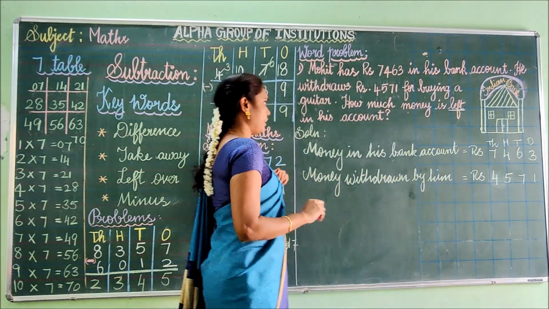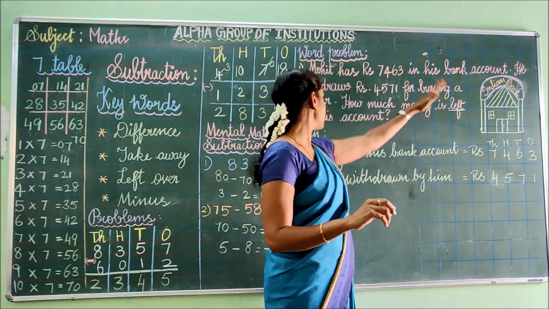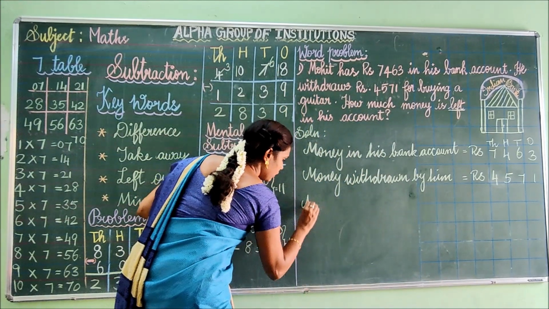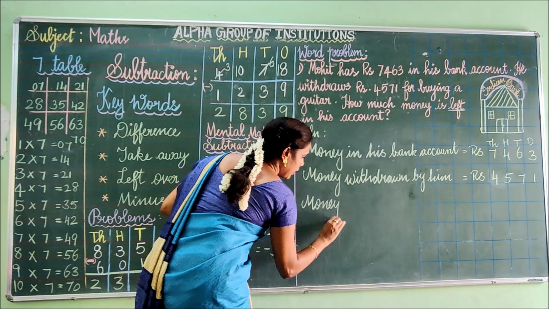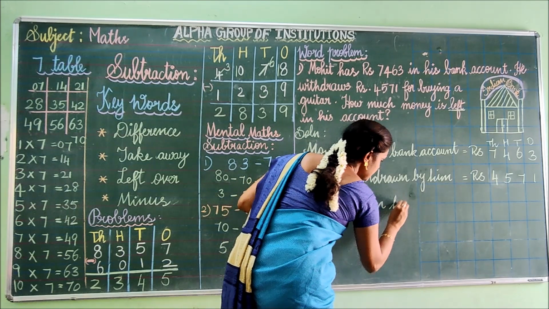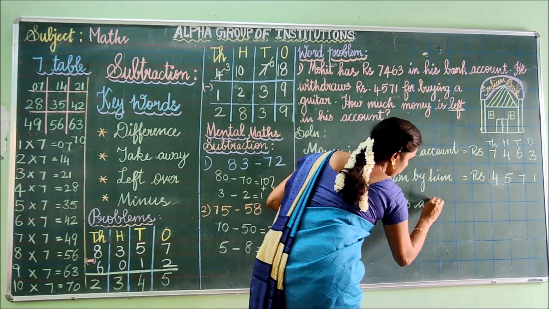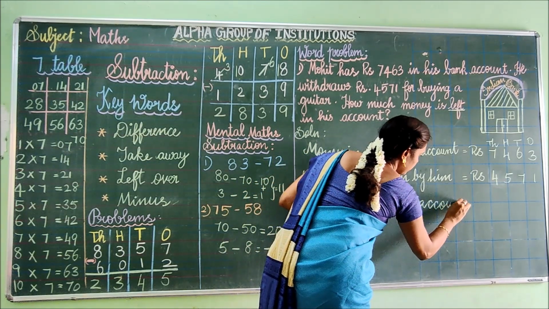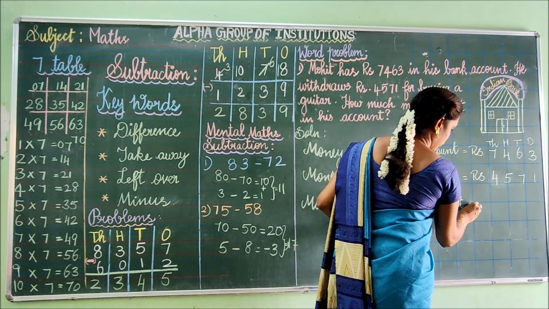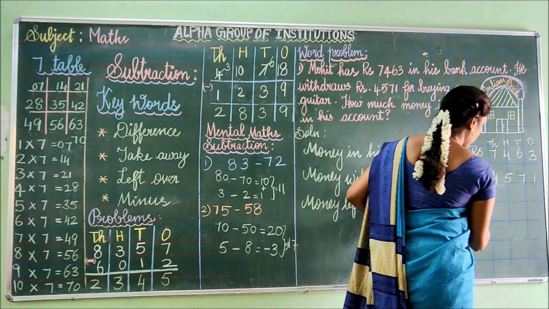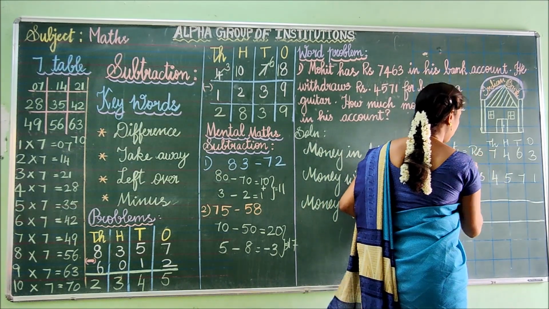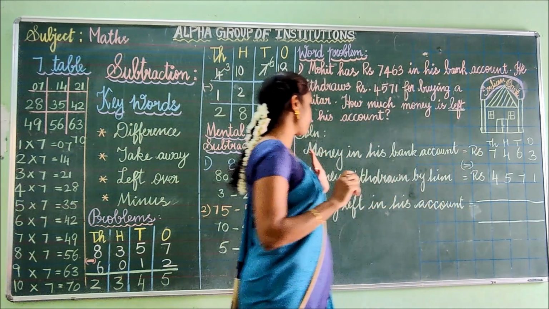Now, what is the final one? How much money is left in his account? So, money left in his account. You can write simply account or bank account, anything you wish. So what you have to do? You have to subtract these two numbers. Children, the statement is very simple, right?